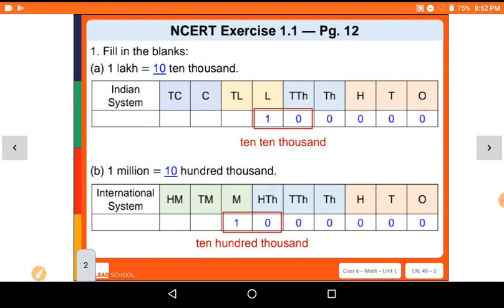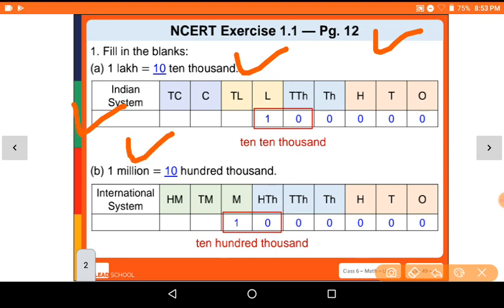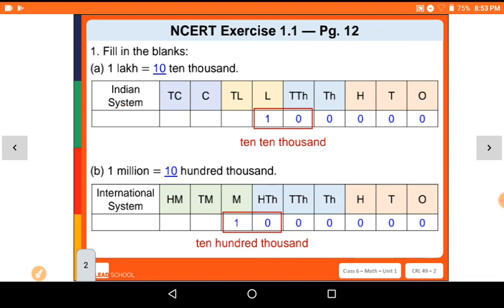First, fill in the blanks, like NCERT exercise 1.1 पेज नंबर 12 का क्वेश्चन है. जिस तरह से यहाँ पे लिखा है वैसे ही आपको मेंशन करना है. 1 लाख इज इक्वल टू 10,000. हम उसको कैसे लिख सकते हैं, वो अपना प्लेस वैल्यू टेबल भी लिखना है और ब्लैंक भी फिलअप करनी है. ऐसे ही सेकंड वन भी है, 1 मिलियन इज इक्वल टू 10,100,000. सो ऐसे ही आपको दोनों चीज़ मेंशन करनी है. तो ये पूरी तरह से अच्छी तरह से आपको स्क्रीन में दिखाई देता है.